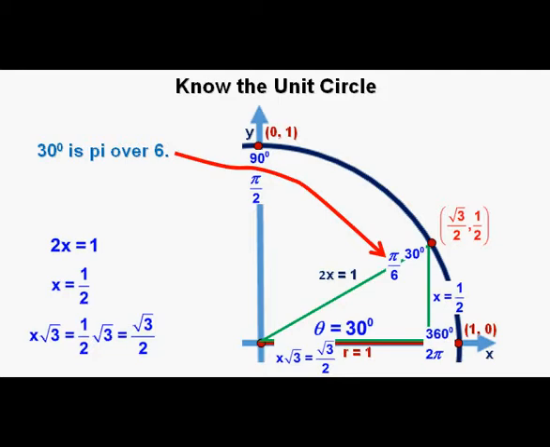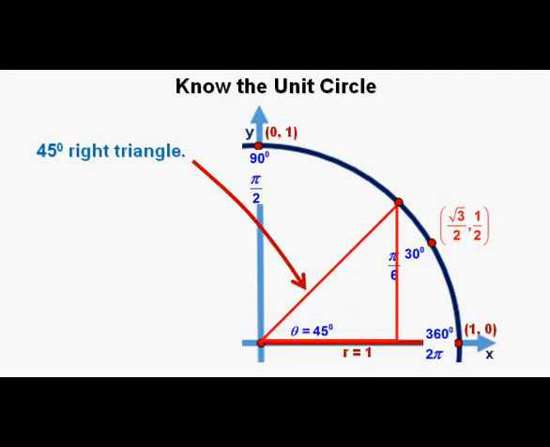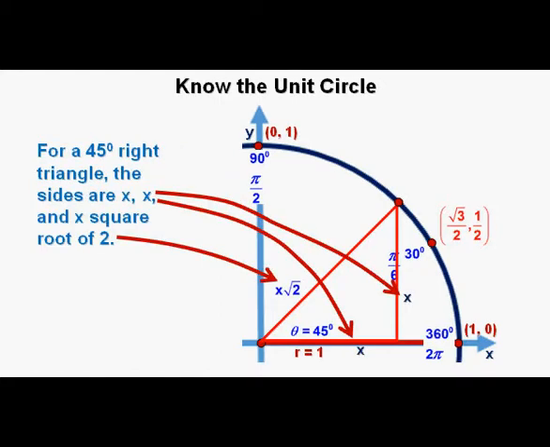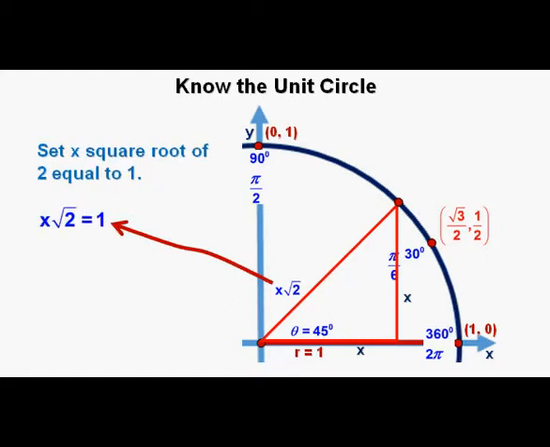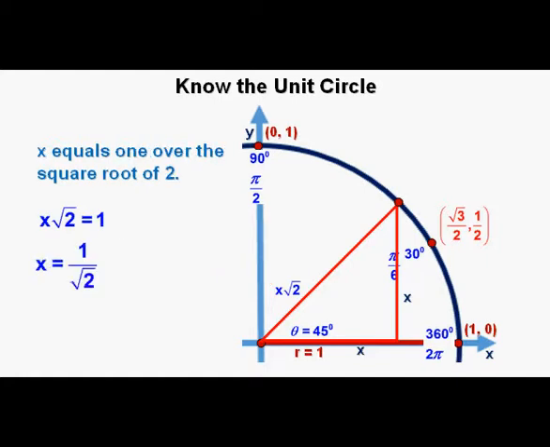Now we go to our next triangle, the red triangle with the 45 degree angles. Again, going back to 9th or 10th grade geometry, the sides of this special right triangle are x and x for the legs and x square root of 2 for the hypotenuse. And since the radius of the unit circle is 1 unit in length, we can set x square root of 2 equal to 1. And solving, x equals 1 over the square root of 2.